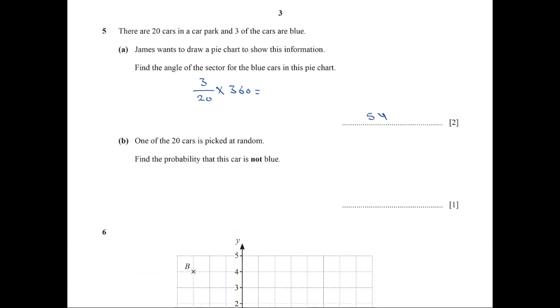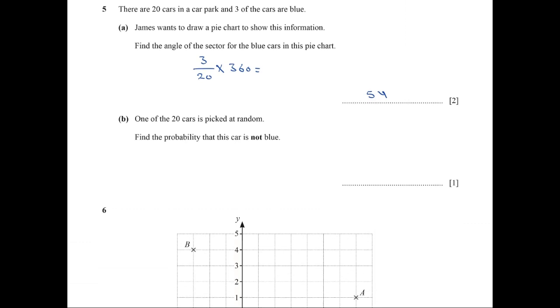One of the 20 cars is picked at random. Find the probability that this car is not blue. The probability that the car is not blue is 17 over 20. We have 3 blue cars, so the rest number is 17.